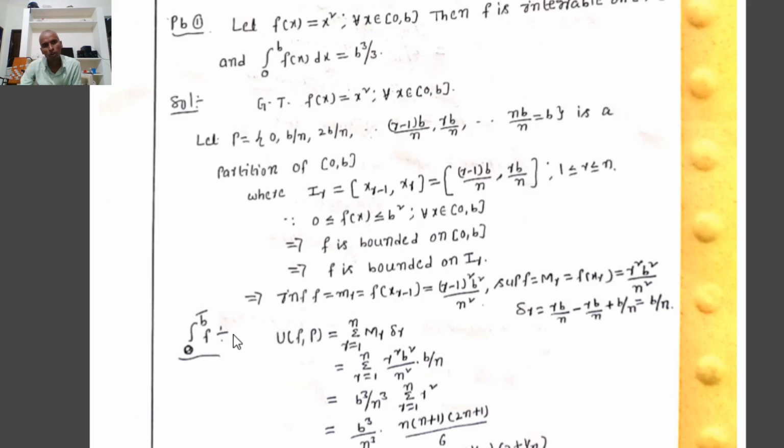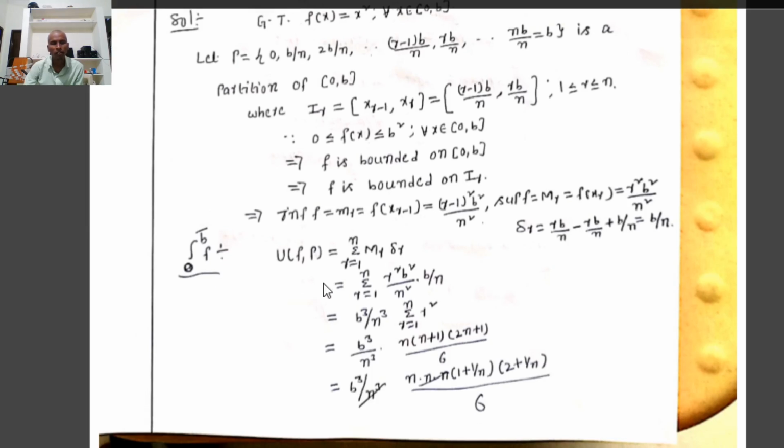Therefore, now we have to find the upper Riemann integral and the lower Riemann integral. For the upper Riemann integral, the integral from 0 to b of the upper bar f, first we have to find the upper Riemann sum.